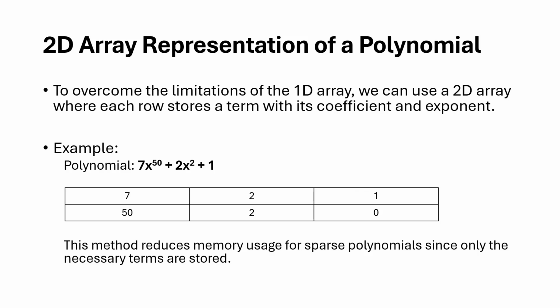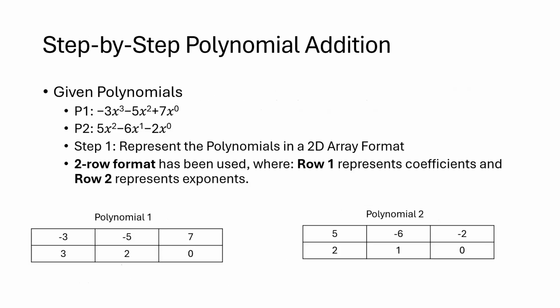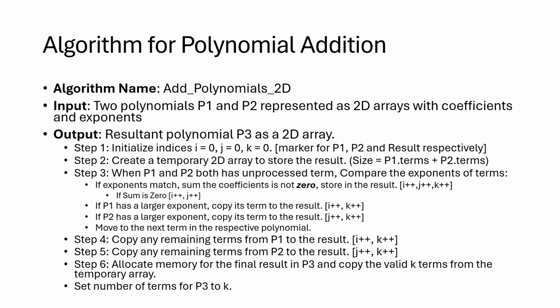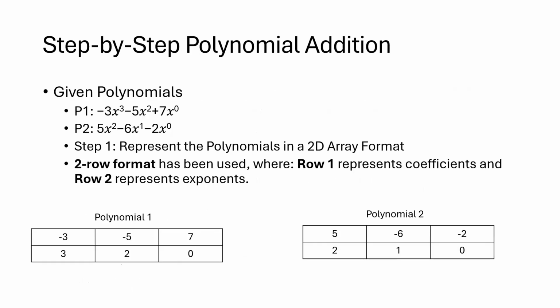So what should be the logic? Before describing this algorithm, at first we should learn this thing using some real world example. Then I will discuss how to write the algorithm. Let's say we have two polynomials, P1 and P2. I want to perform addition of these two polynomials to produce the resultant polynomial. So first, what do you have to do? We have to store this polynomial within a 2D array.